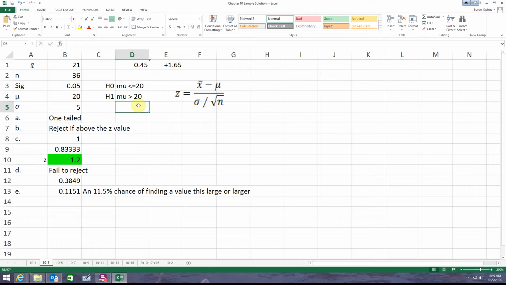So it's a single tail, because we know that it has the less than or equal to instead of just the equal to. If it's equal to, it's a two-tailed test. And our significance level is given to us at 0.05. So now what do we do?